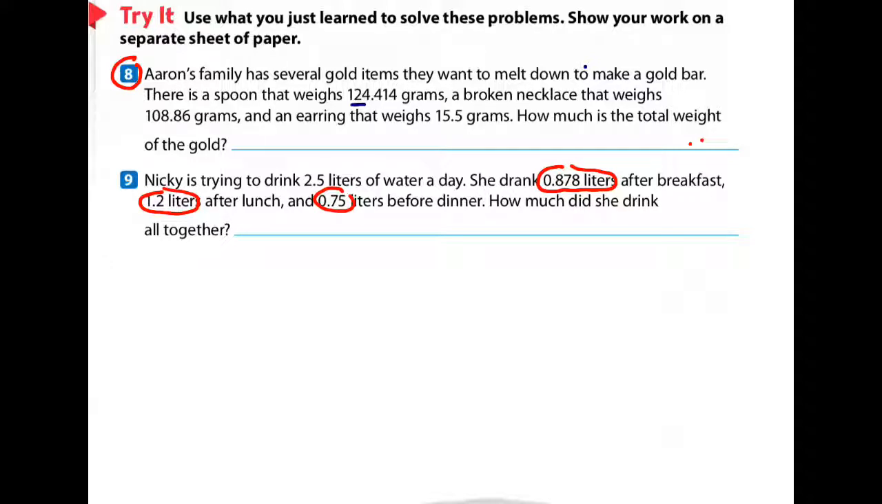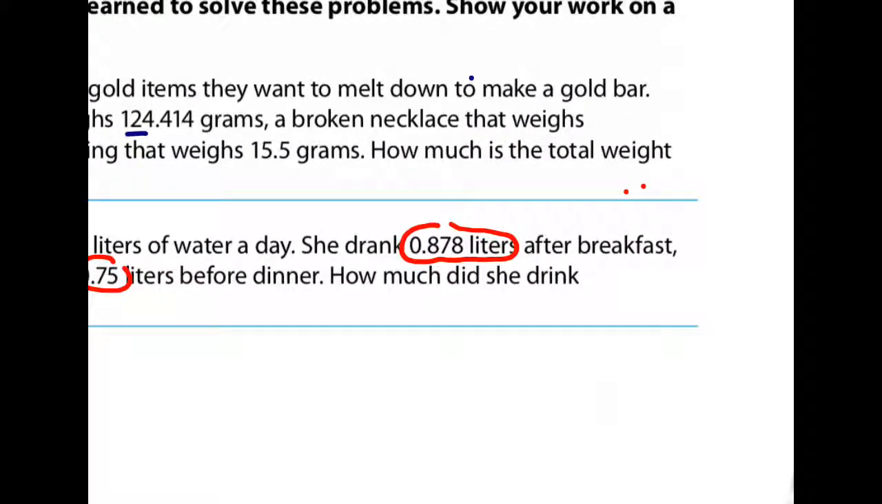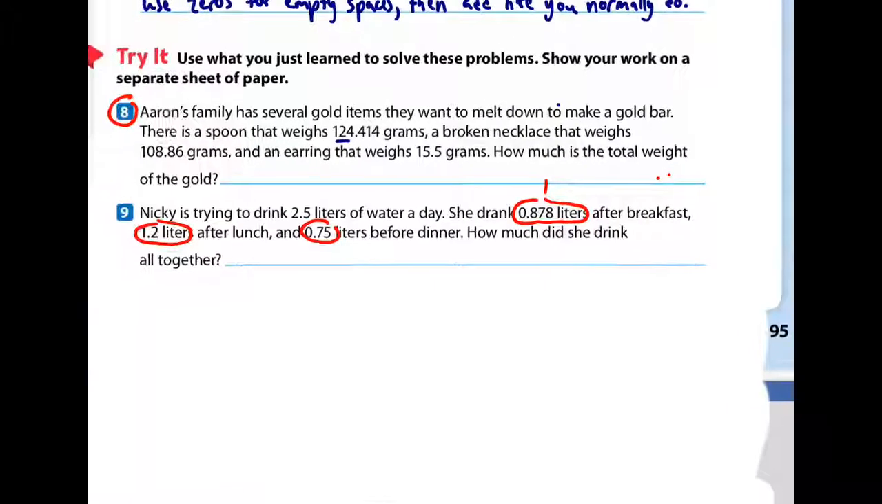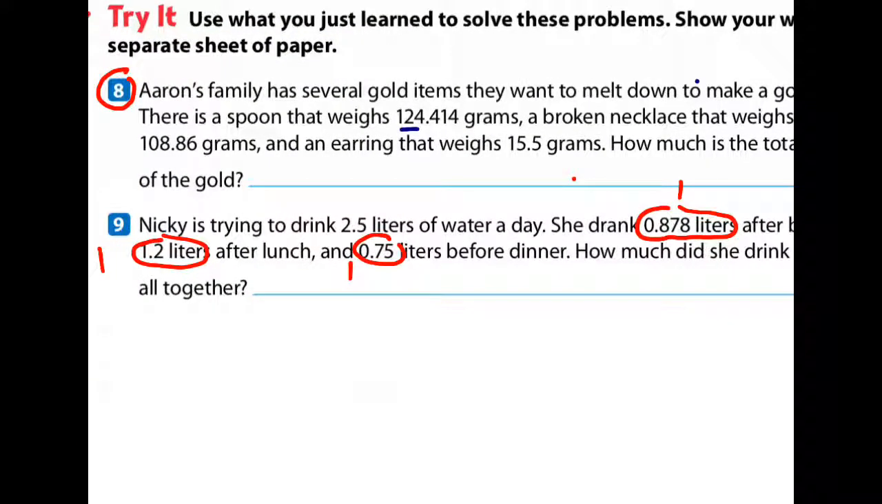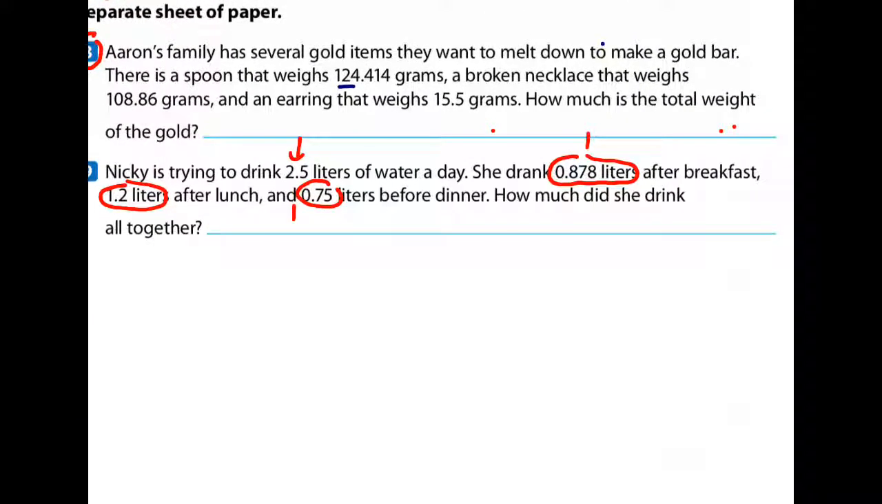So what I'm going to do is estimate first. So 0.878, that's about a liter. It's a little less. 1.2 liters is also about a liter. And 0.75 is between half and a liter. So you could say maybe that's about a liter, or it's about half a liter. So altogether I have about, if I add those up, 3 liters, or 2.5 liters, depending on what I rounded 0.75 to. So that is about what Nikki's trying to drink. So let's find out the exact answer.